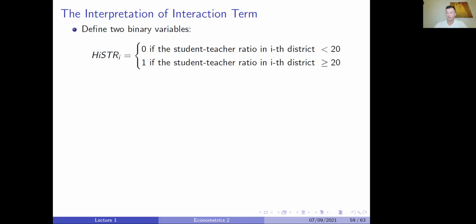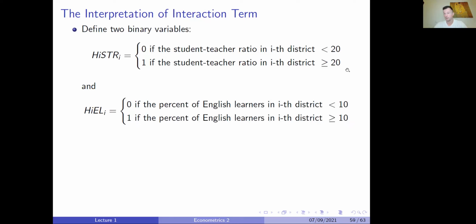So let's define two binary variables. One binary variable is the familiar variable that we already used in this example. It's high STR: 0 when the student-teacher ratio is less than 20, and 1 if the student-teacher ratio is greater than or equal to 20. And another binary variable is high EL, which is 0 if in the district there are less than 10% of non-English speaking students or English learners, and 1 if this percentage is greater than or equal to 10.